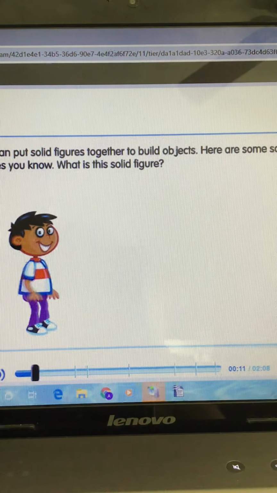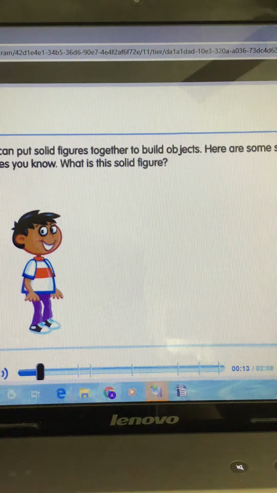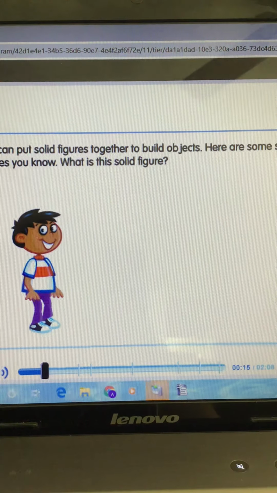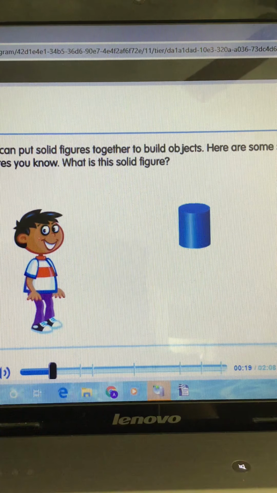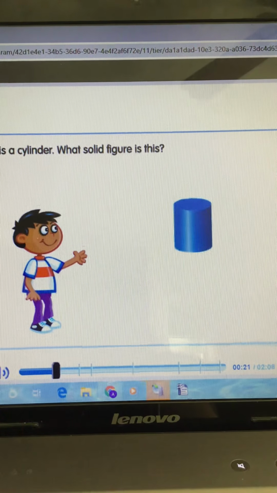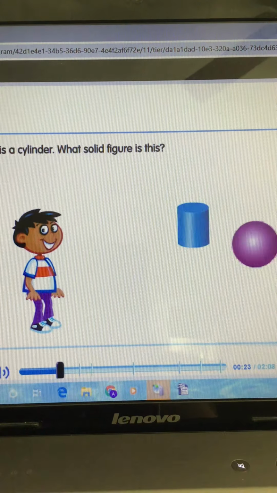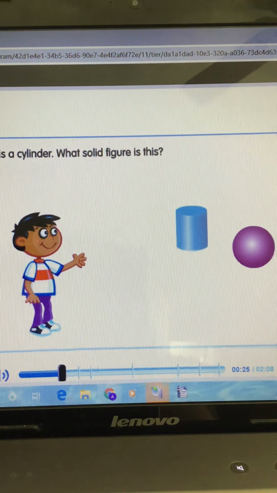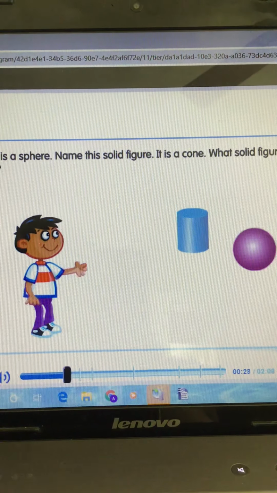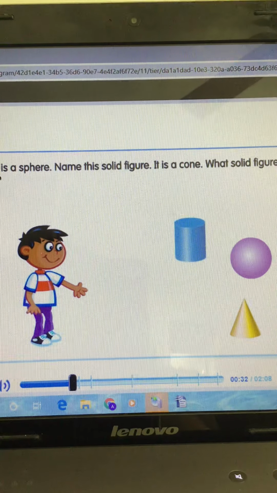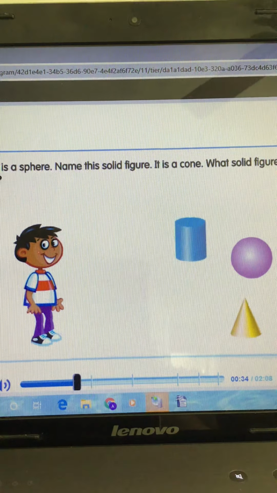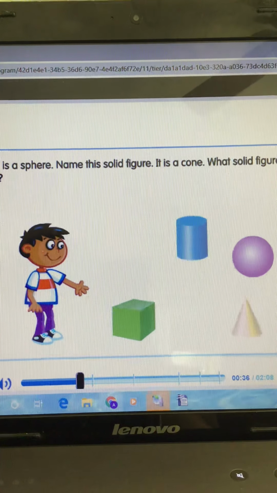You can put solid figures together to build objects. Here are some solid figures you know. What is this solid figure? This is a cylinder. What solid figure is this? This is a sphere. Name this solid figure. It is a cone.